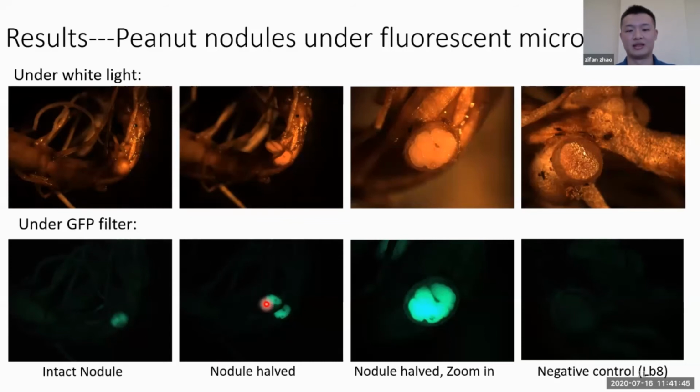And from here, the nodule was cut in half to enable us to take a closer look at the inner part of the nodule. And this is the zoomed-in part of the nodule. We can see only the inner part of the nodule is showing fluorescence because the bacteria are in the inner part, but the outside is the plant tissue, which does not have the fluorescence. And the last image is a negative control. It's inoculated by the original Lb8, and we didn't see any GFP signal from the nodule.